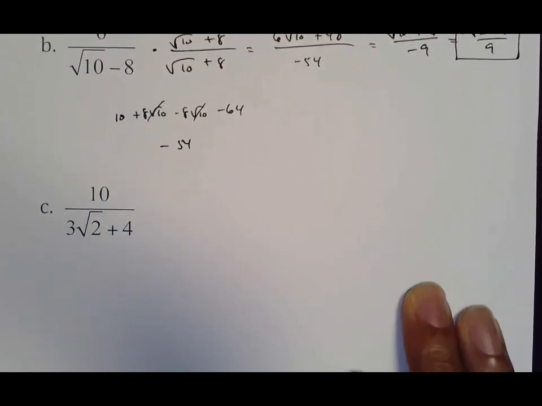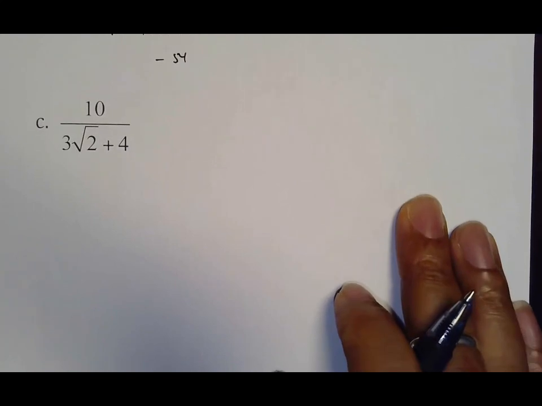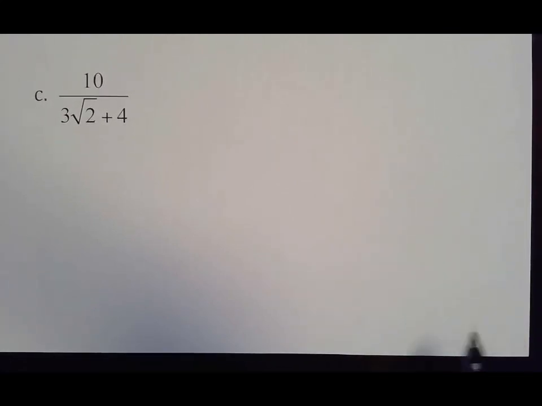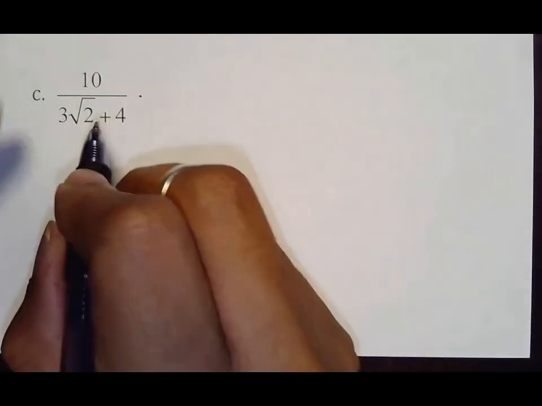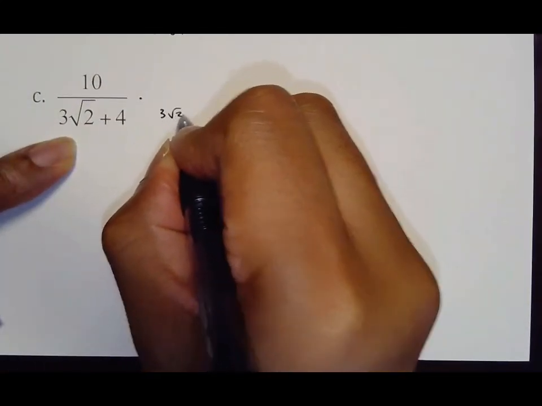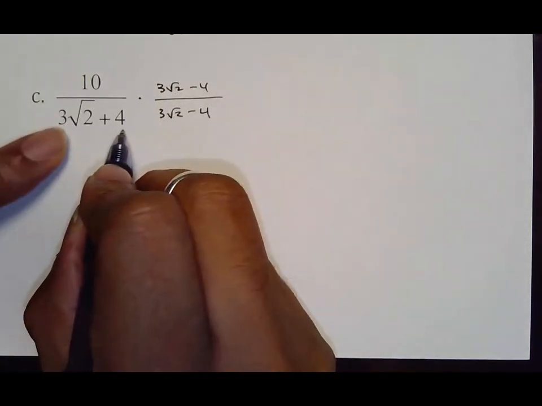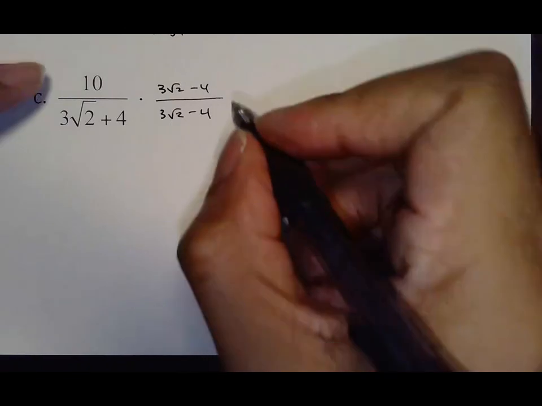Yes, it's a lot, but hey, it's something you can do. Again, as long as you've been practicing everything else, the only thing that should be throwing you off is the setup. So just keep that in mind. Again, multiply by the conjugate. This would be 3 root 2 minus 4. All you do is take both numbers and change the minus.